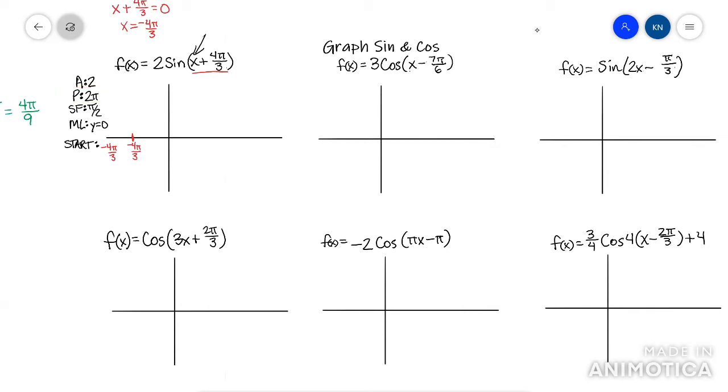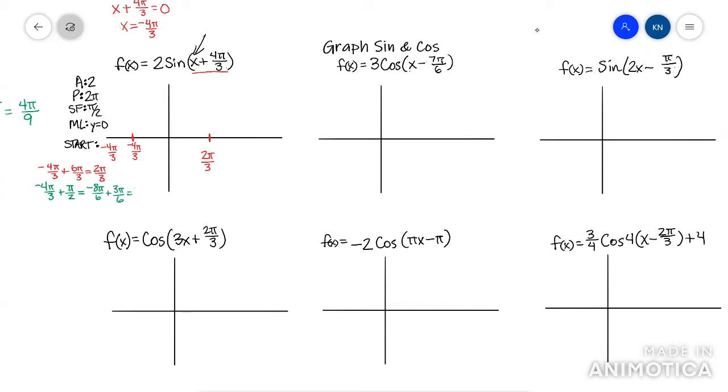To find where I end up, I'm going to add the period. So I'm going to add 2 pi, but I have to get a common denominator. So 2 pi is actually 6 pi over 3. I'm going to end up at 2 pi over 3 when this is all said and done. Now, I'm also going to do scale factor. I need to add pi over 2 each time to the start. But these don't have common denominators, so I'm going to have to change it to negative 8 pi over 6 plus 3 pi over 6.